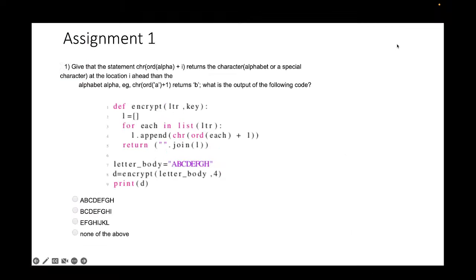Okay, so as usual we'll start with some quiz, and here is the first question. I'd like all of you to try this. A statement is given that returns a character at the location I ahead of the alphabet alpha, which is given as an input, and returns B. So what will be the output of this code?